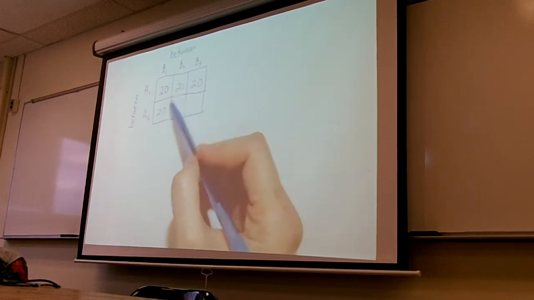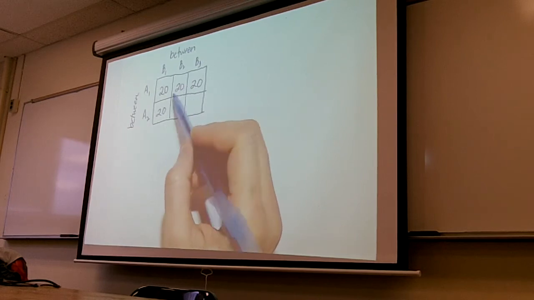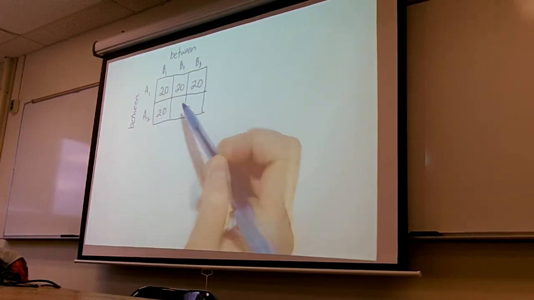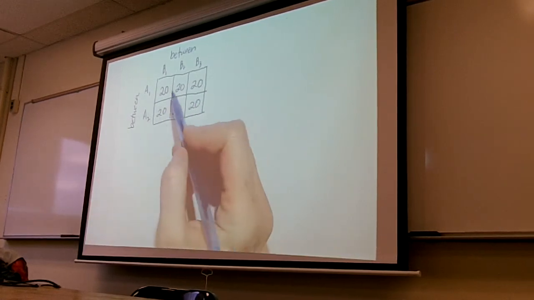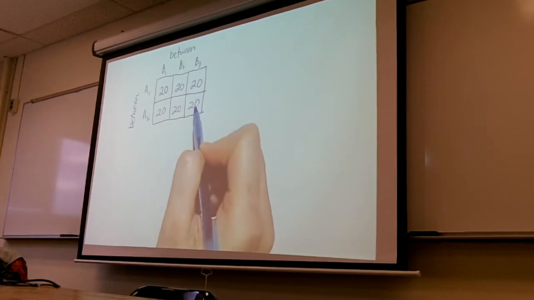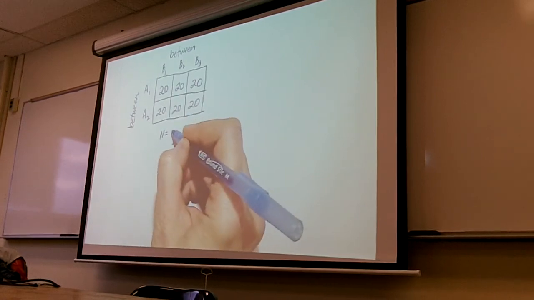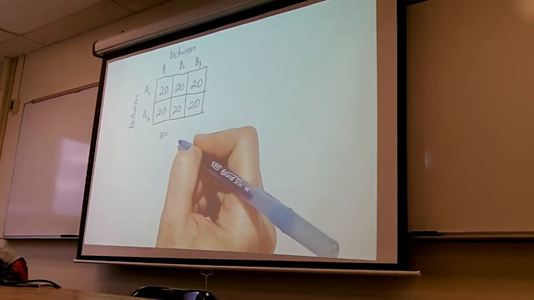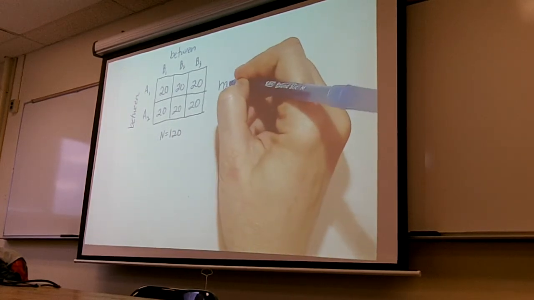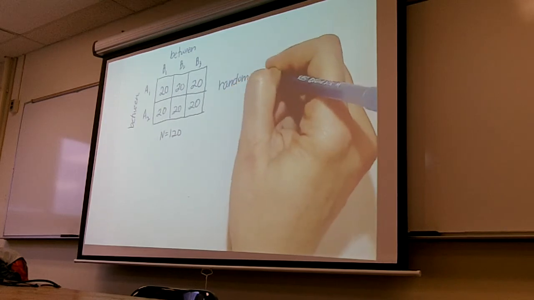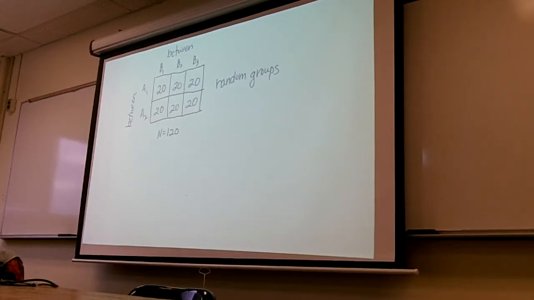And because these are all between subjects, I can't have the same people do A1 as do A2, so I've got to have 20 in every box. So 20 plus 20 plus 20 plus 20 plus 20 plus 20. What's the answer? How many people do I need for this experiment if it's a random groups design? 120. That's if it's random groups. Because they're both between subjects. So let's look at the next one.